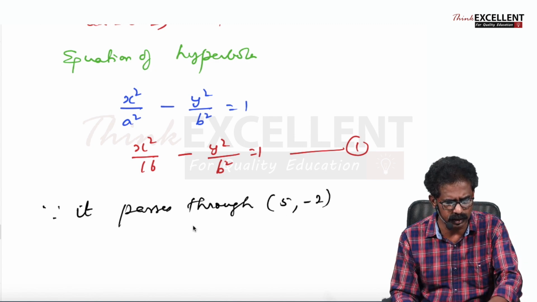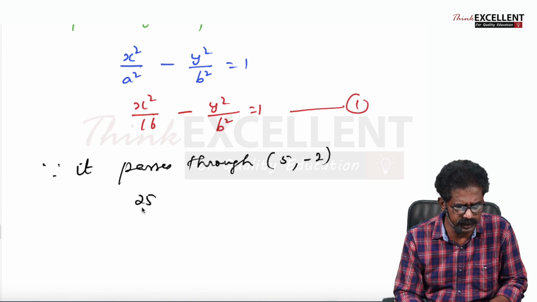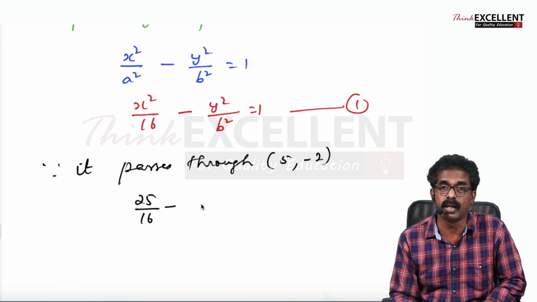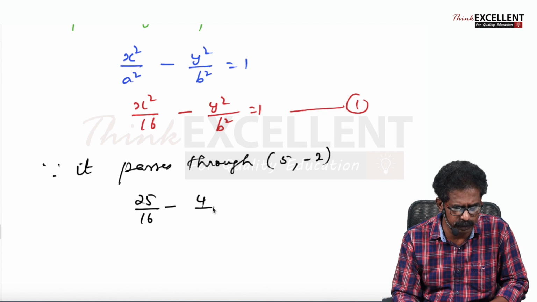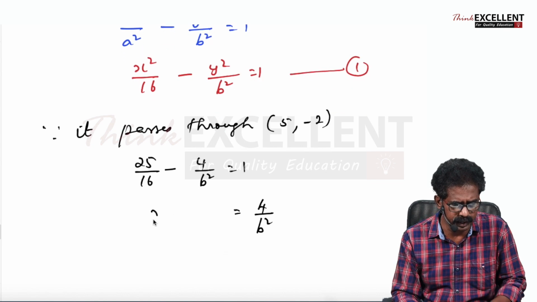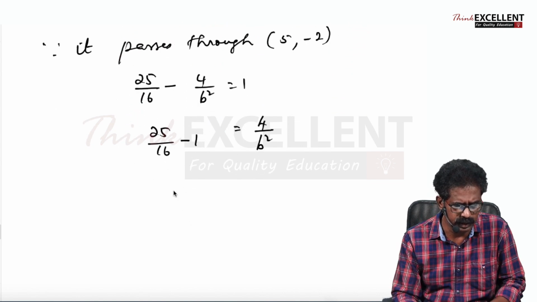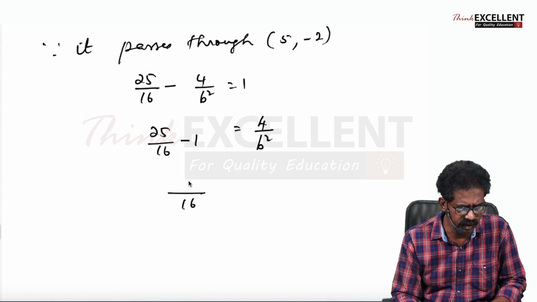So substitute it. x square, that is 25 by 16, minus y square, minus 2 square. So 4 by b square is equal to 1. So 4 by b square, negatively I am taking that side. Bring that 1 here, 25 by 16 minus 1. So take 16 LCM, 25 minus 16 is 9. 9 by 16 is 4 by b square.